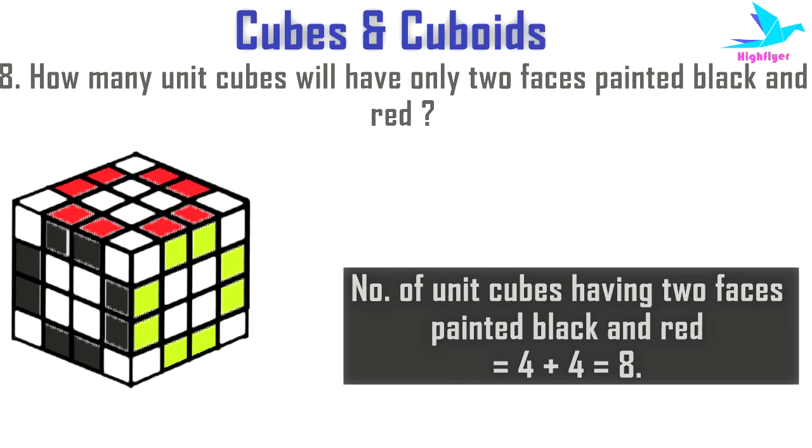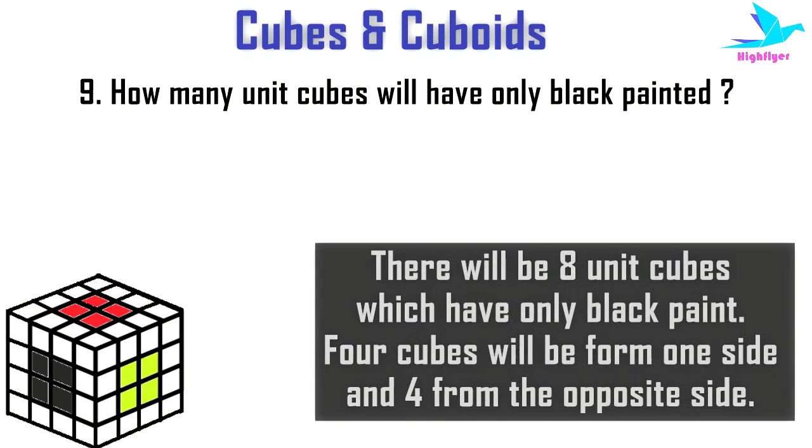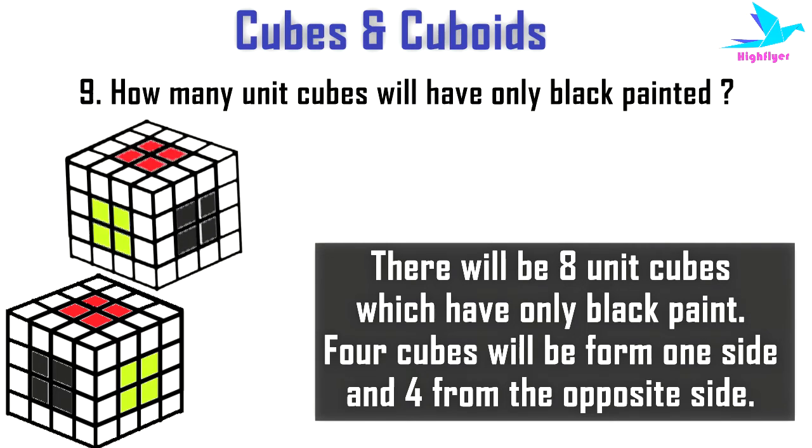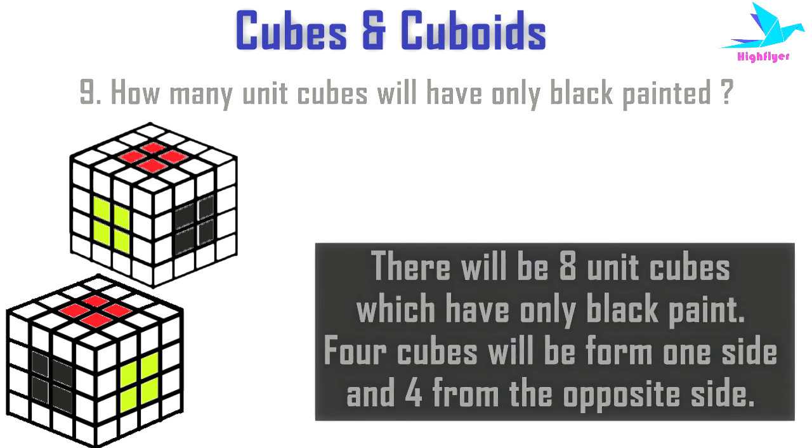Next question. How many unit cubes will have only black painted? The number of unit cubes having only black paint is 8. 4 cubes will be from one side and 4 from the opposite side, because 2 sides of the entire cube are painted black, so we have 2 sides.